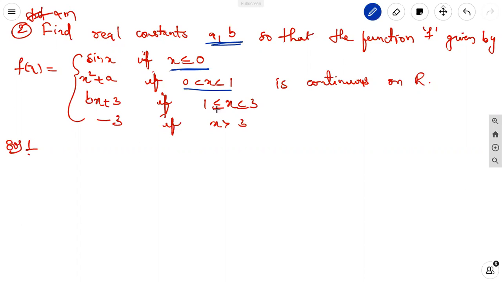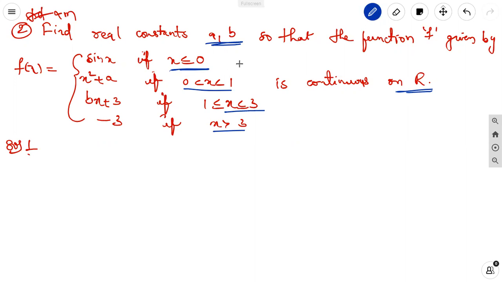For x less than 1, x greater than 1, x square plus a and bx plus 3. For x less than or equal to 3, x greater than 3, bx plus 3 and minus 3. The function is a continuous function on R. And at each and every value, the function is continuous.